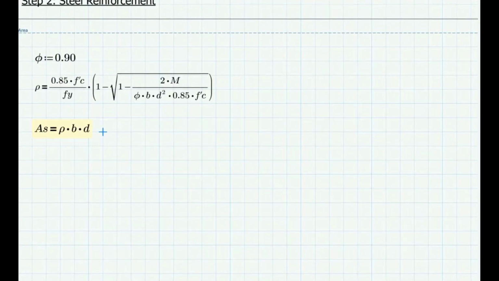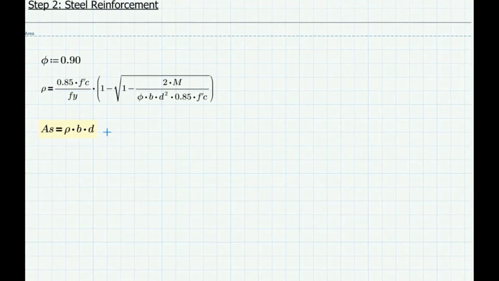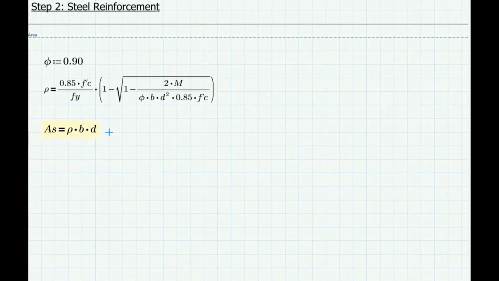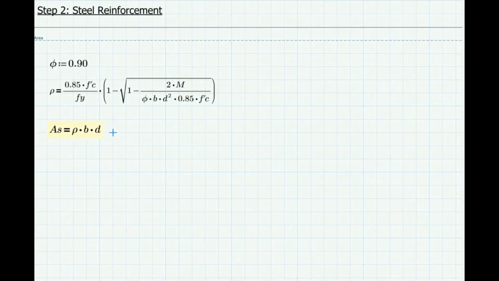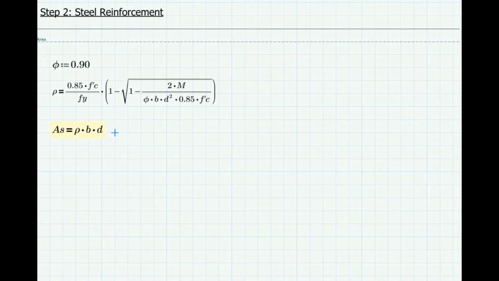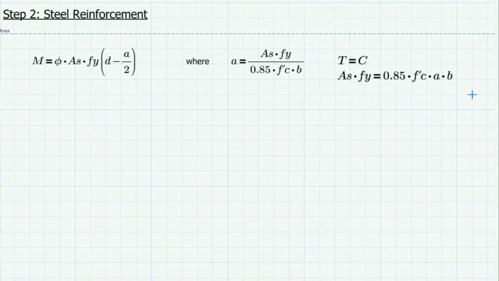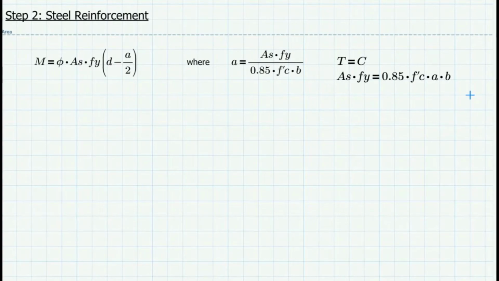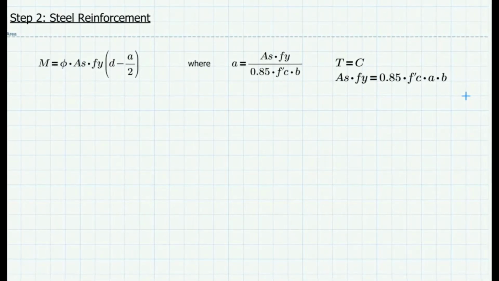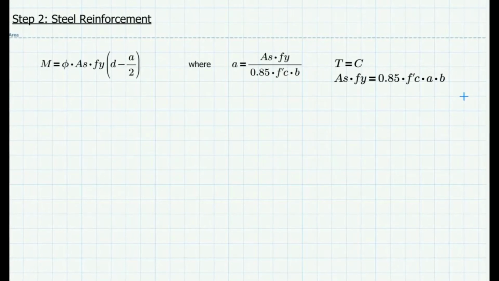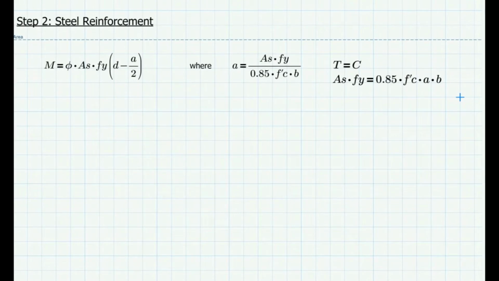Next is to calculate the steel area. The steel area can be calculated using the formula ρ times b times d. The ρ is given by this formula. It is the steel ratio. Let me explain how this formula is derived. We know that the formula for bending moment is phi times steel area times the moment arm d minus a over 2. But since the value of a is unknown, we can substitute it by using this formula of a, which is derived from the equilibrium equation.